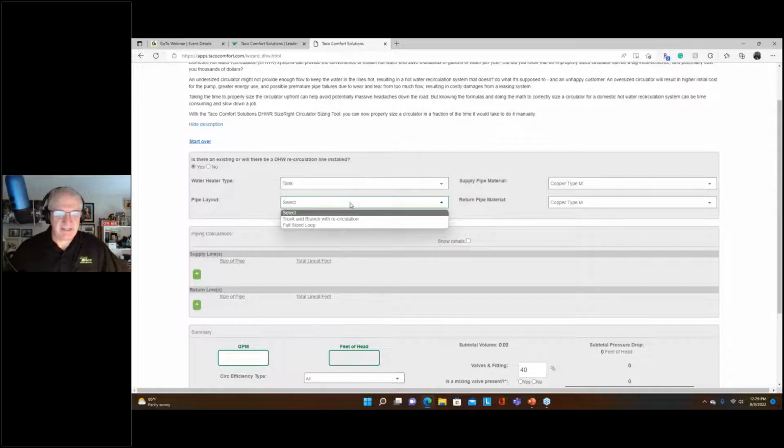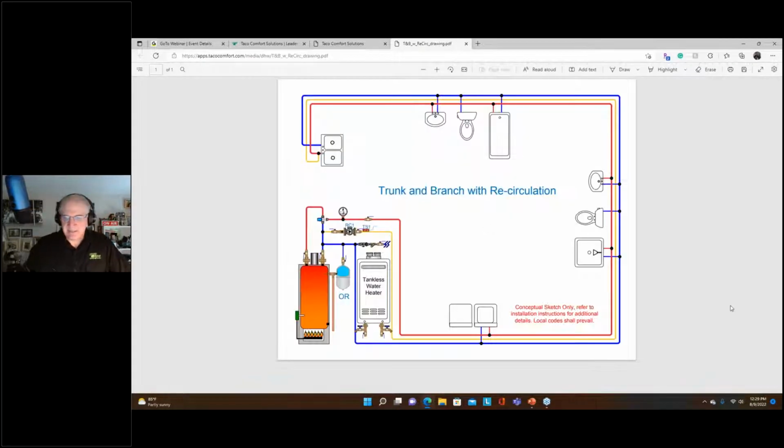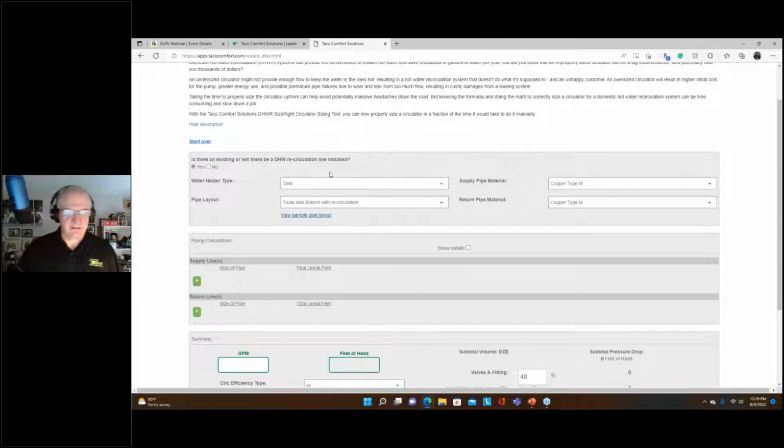What kind of a piping layout? Is it a trunk and branch with recirculation, or is it a full-size loop? Typical plumbing is trunk and branch. If you want to see a piping layout, you just click on that, and it'll give you an idea of what it's supposed to look like. So you get an idea of what you're dealing with, okay? That's just a nice little addition to help you in your design.